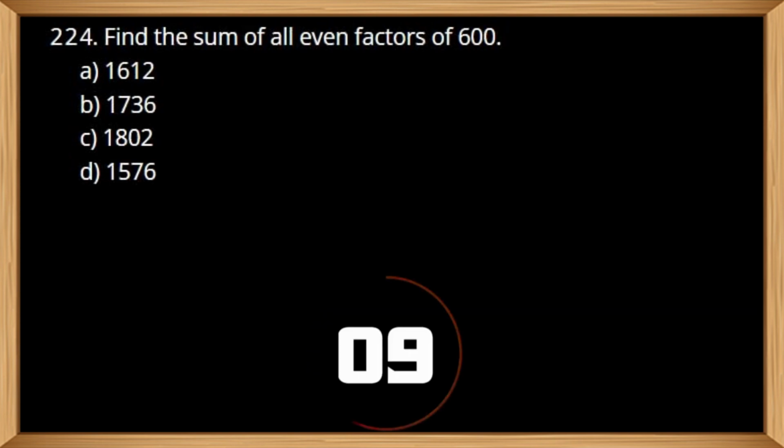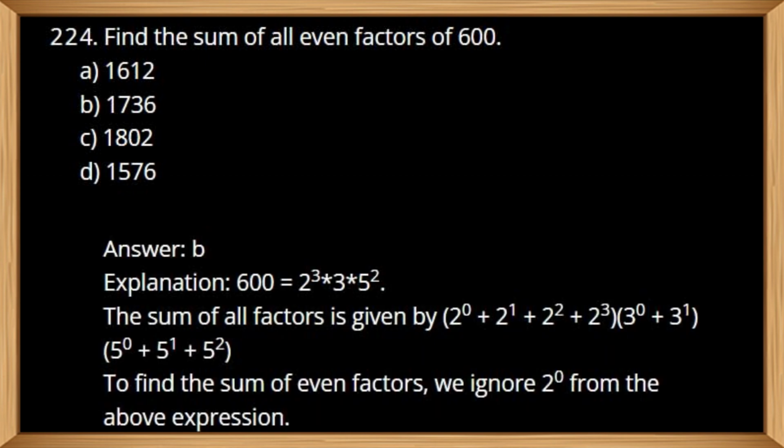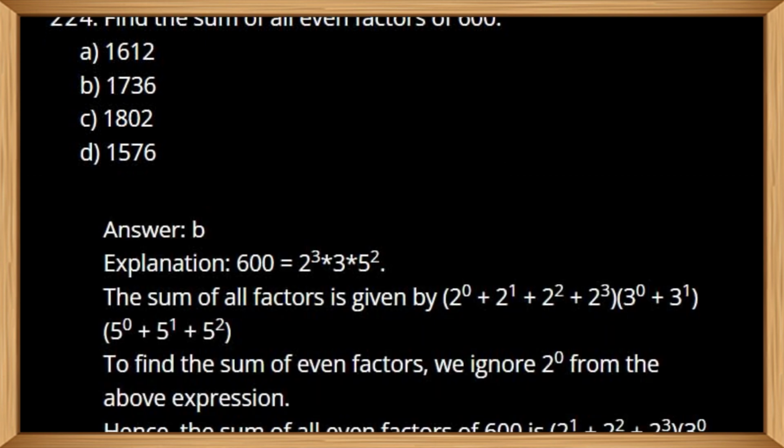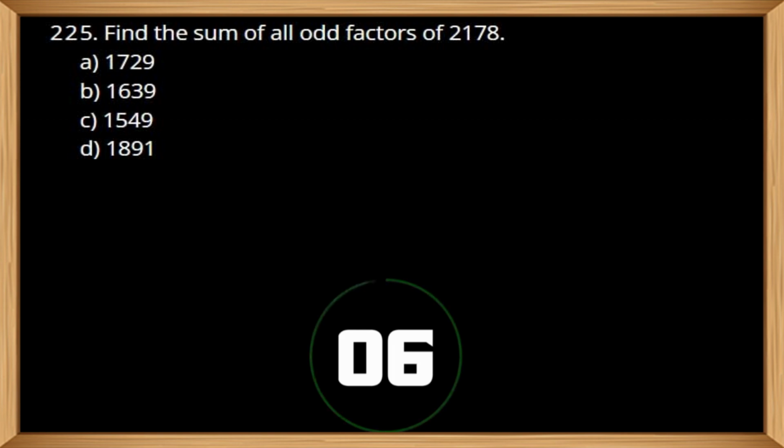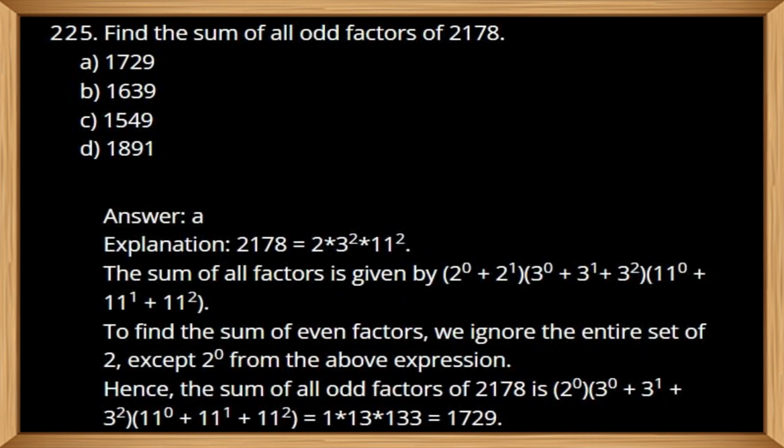Find the sum of all even factors of 600. Option B, 1736. Find the sum of all odd factors of 2178. Option A, 1729.